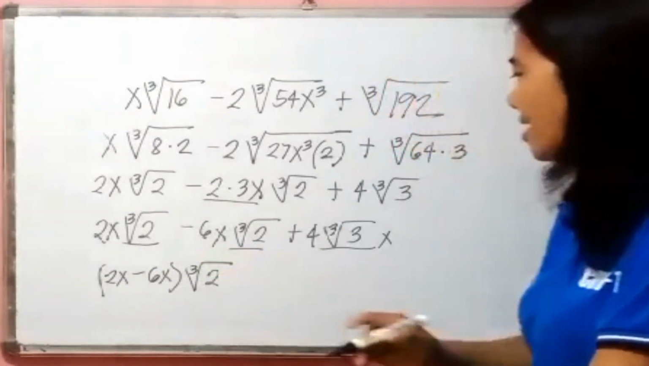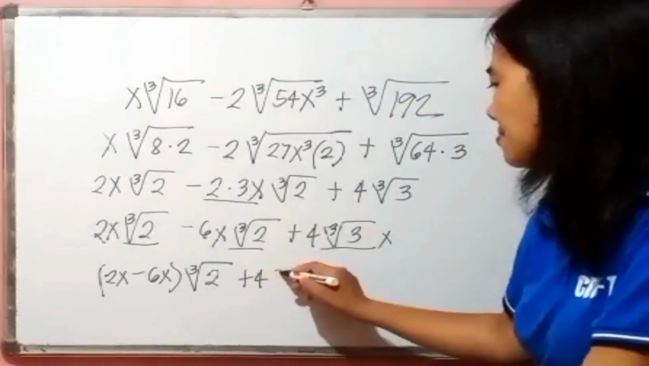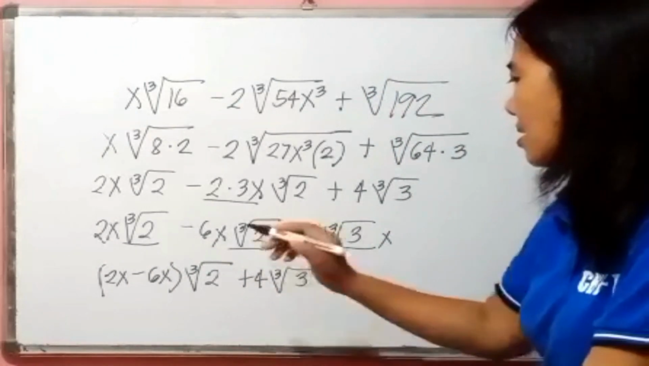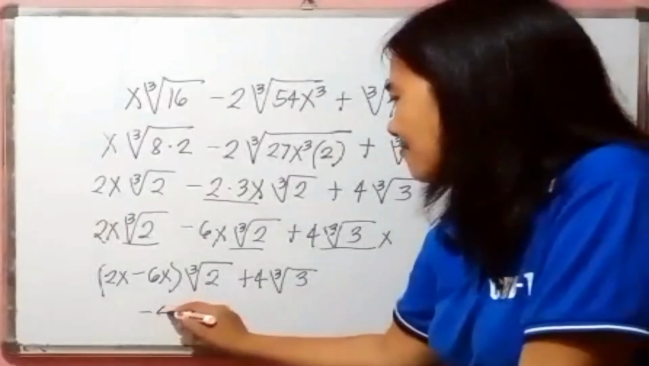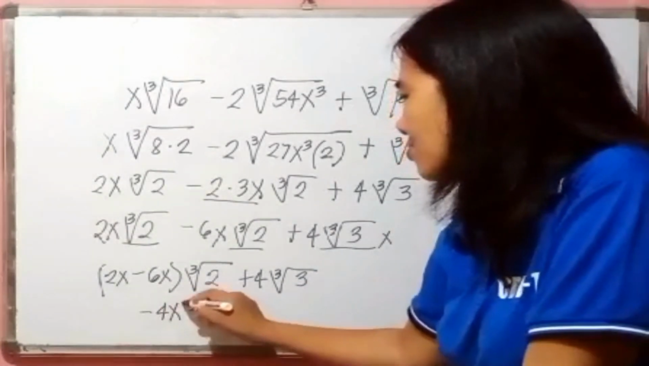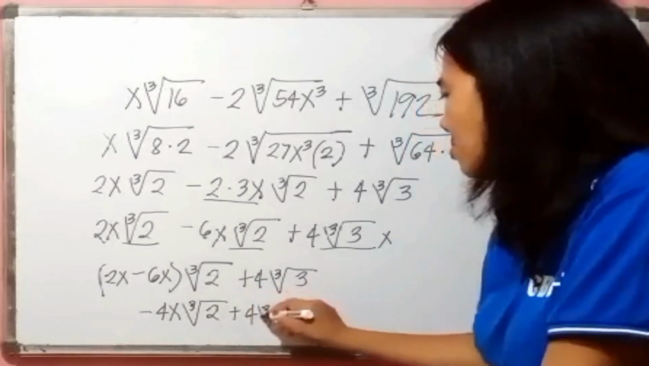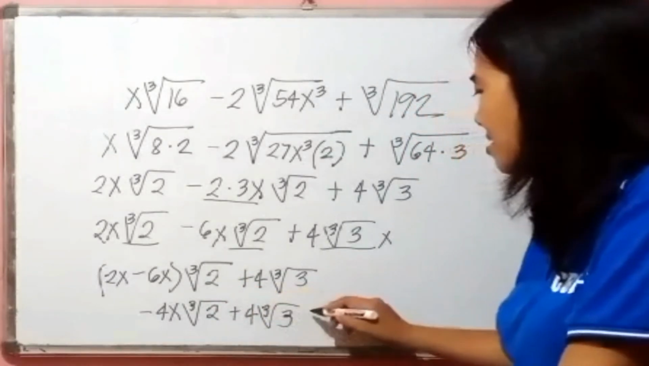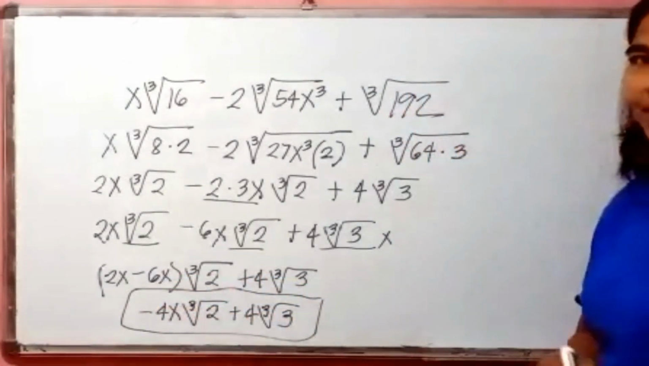Yan. Okay? Tapos ito, salin mo na lang siya sa baba. Copy lang. Okay? So, 2x minus 6x is negative 4x. Cube root of 2. Then 4 cube root of 3. And this is going to be your final answer. Okay?